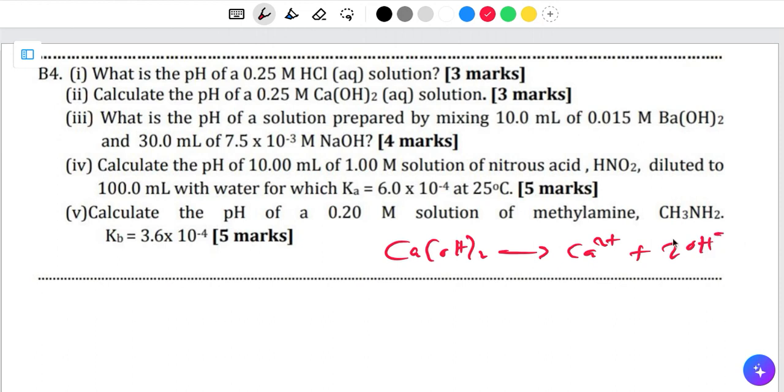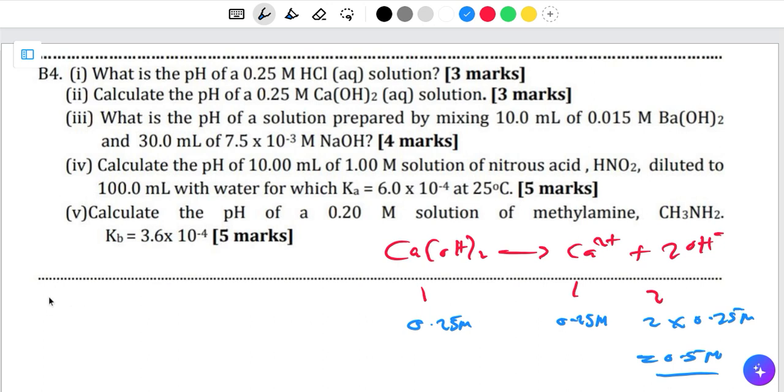The reason why I'm writing a 2 here is to balance up the number of moles. If you count the number of moles, we have 2 hydroxide here, and here we also have 2 hydroxide. When it comes to calcium, it's 1 to 1. So the ratio is 1 to 1 to 2. We have 0.25 molality, so here we are going to have 0.25 molality, but for hydroxide we are going to have 2 times 0.25 molality. That's the concentration of hydroxide ion. If I multiply, I'm going to get 0.5. So 0.5 is the concentration of hydroxide ion.